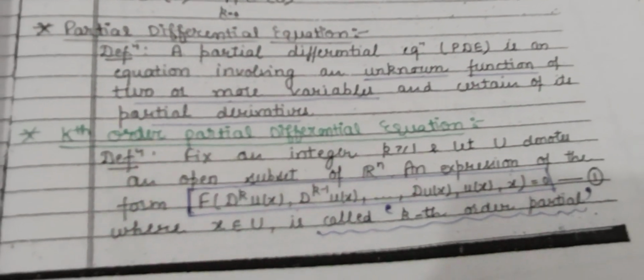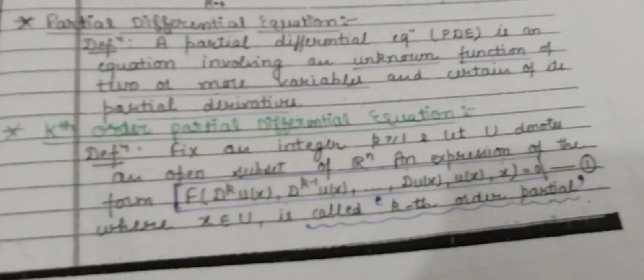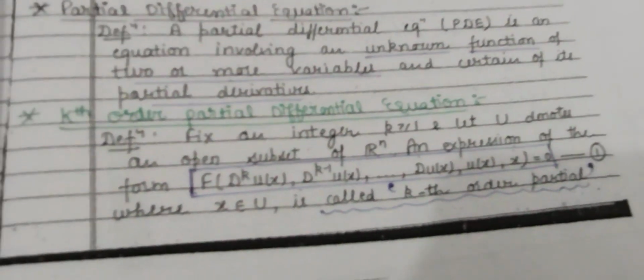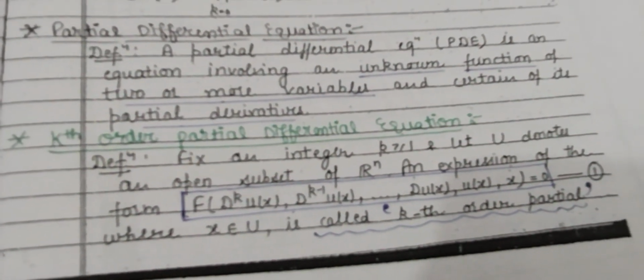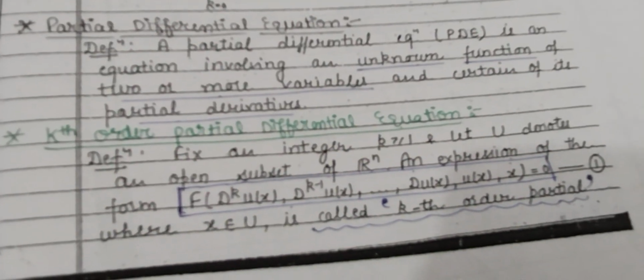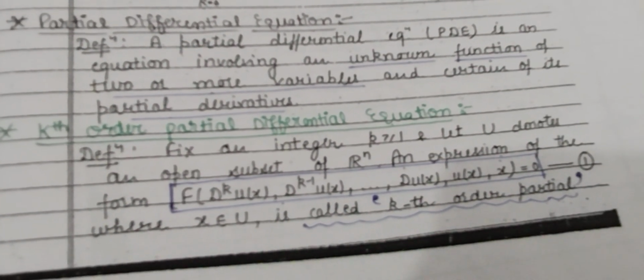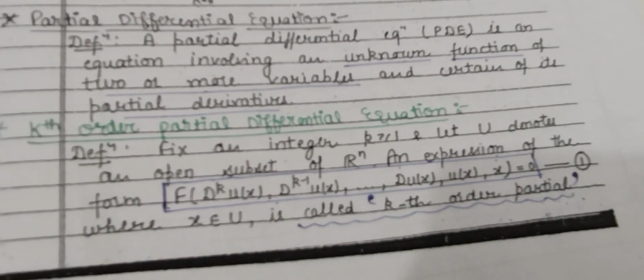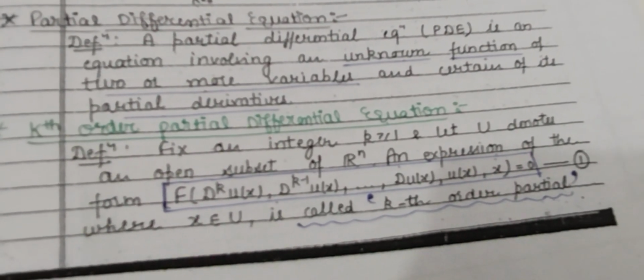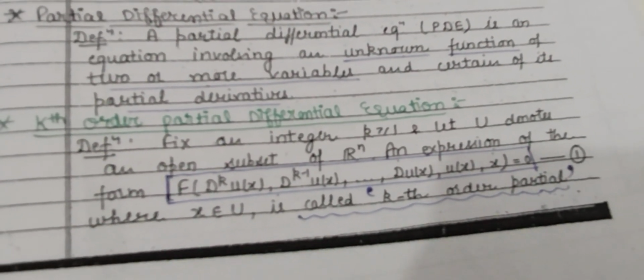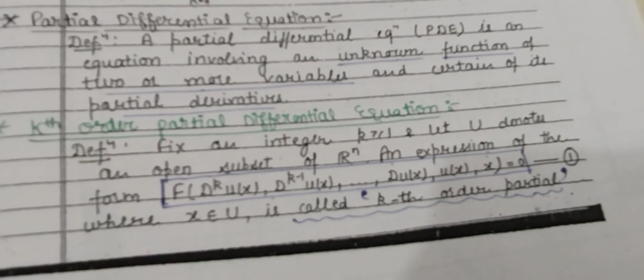Today I am starting a new subject, Partial Differential Equation, MSc Mathematics Unit 1, Semester 4th. Partial differential equation, what does it say? A partial differential equation is an equation involving an unknown function of two or more variables and certain of its partial derivatives.